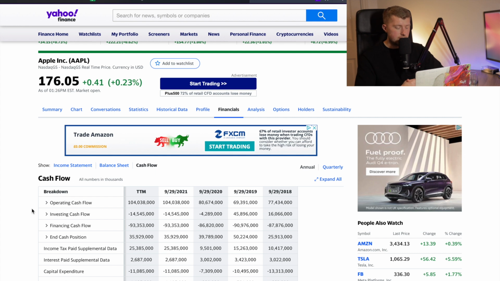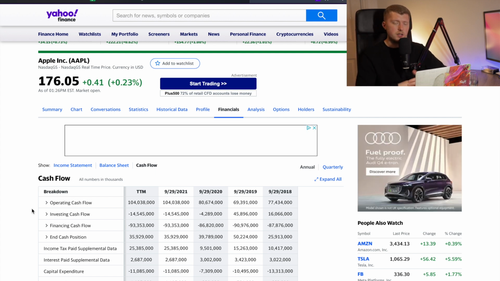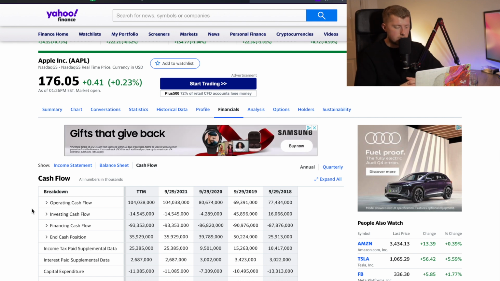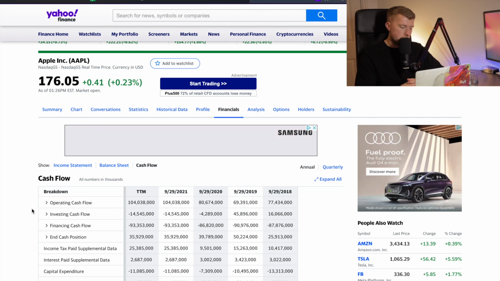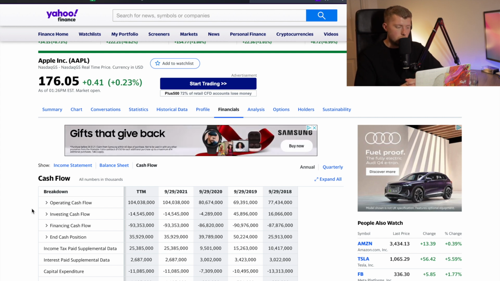Super important to understand these in more detail. Obviously, I'm by no means an accountant. I don't know all of the ins and outs of all of these three different financial statements, but I do have a pretty decent understanding of income statements and balance sheets and cash flows. So again, do a little bit more research on all of these financial statements.